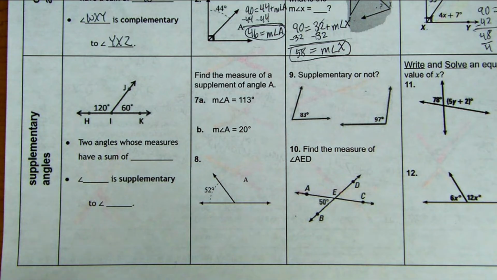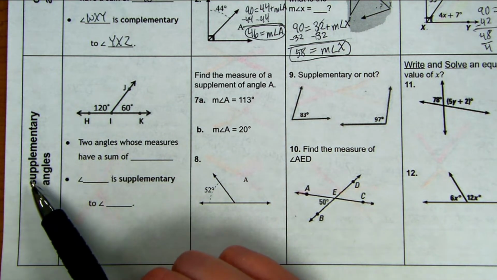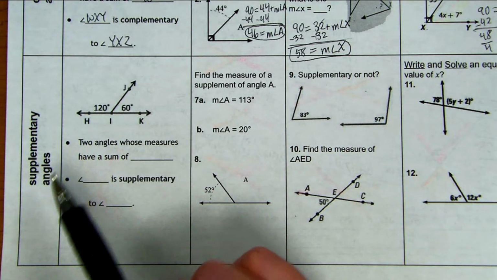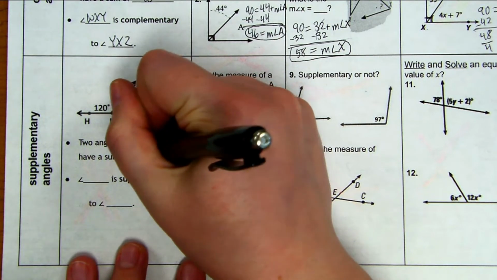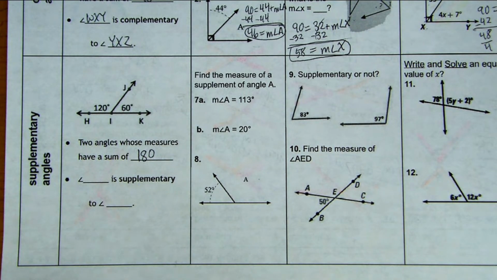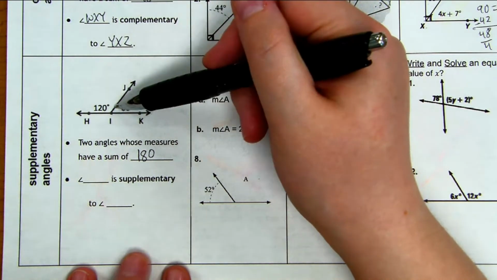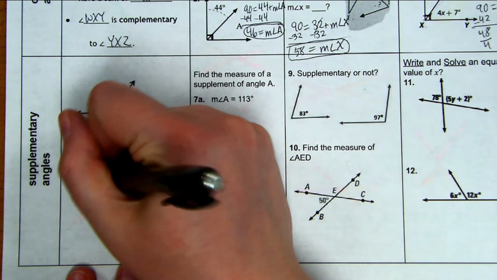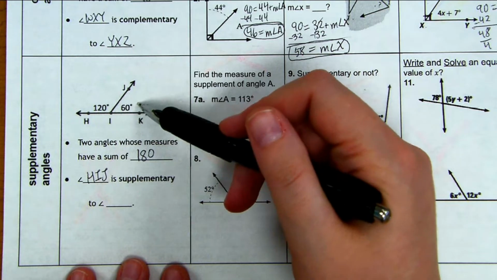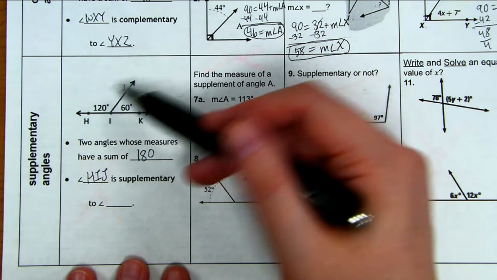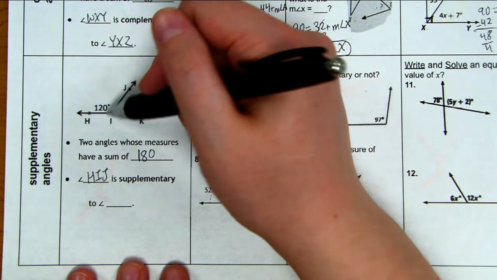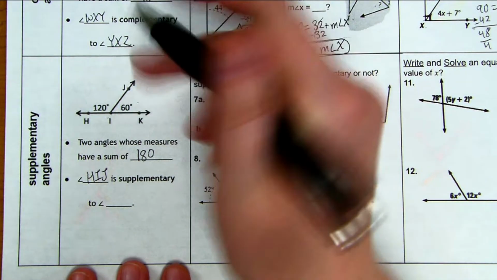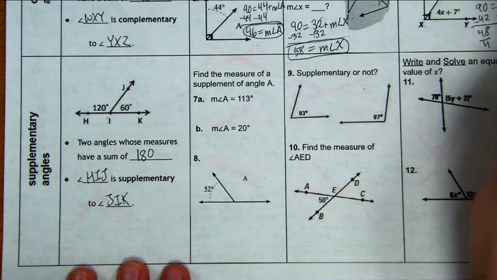The last type of angles that we are discussing today are supplementary angles. These are similar to complementary angles. However, instead of being two angles that add up to make 90 degrees, these are two angles who have a sum of 180 degrees. So we can see that in this diagram, we have an angle that's 120 degrees. That's angle HIJ. This plus the 60-degree angle, angle JIK, together will add up to 180 degrees. So we can say that those two angles are supplementary, or that angle HIJ is supplementary to angle JIK.